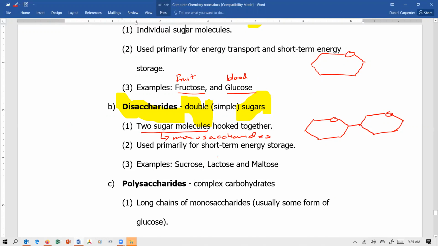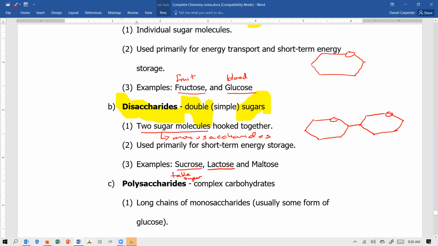Hooked together. Some examples are, and you've heard of sucrose. Maybe you haven't heard the word sucrose, but sucrose is table sugar. Unless you specifically go out of the way to get some other sugar, you are getting sucrose. It is found in sugar cane and sugar beets. Michigan raises a lot of sugar beets up around the Saginaw Bay area. And it's fine for you in low quantities, but we eat tons of it.